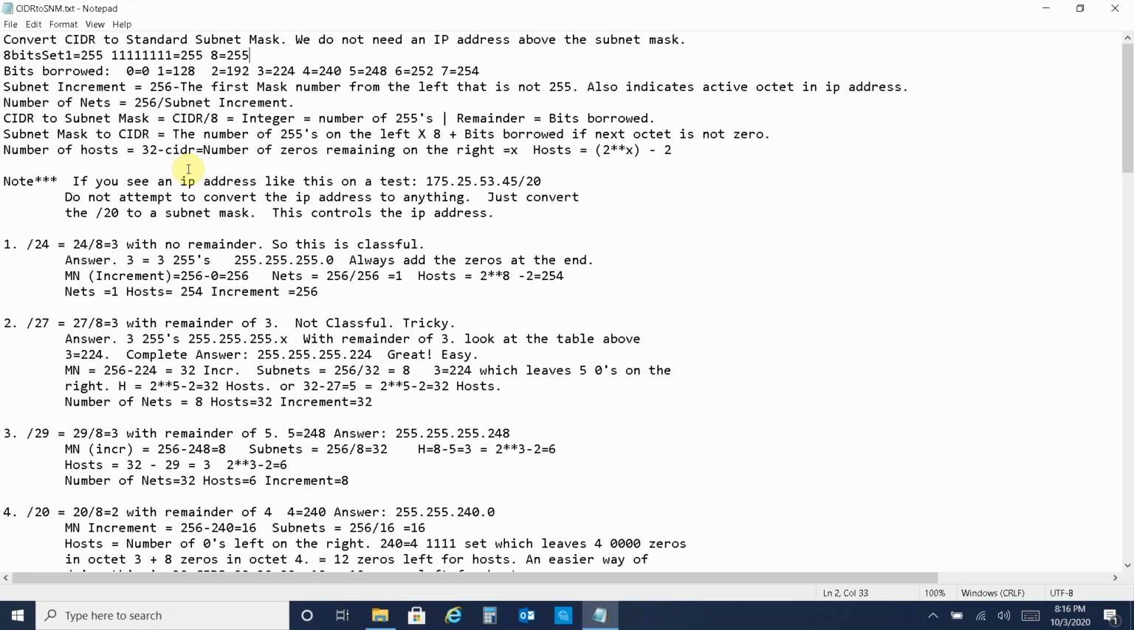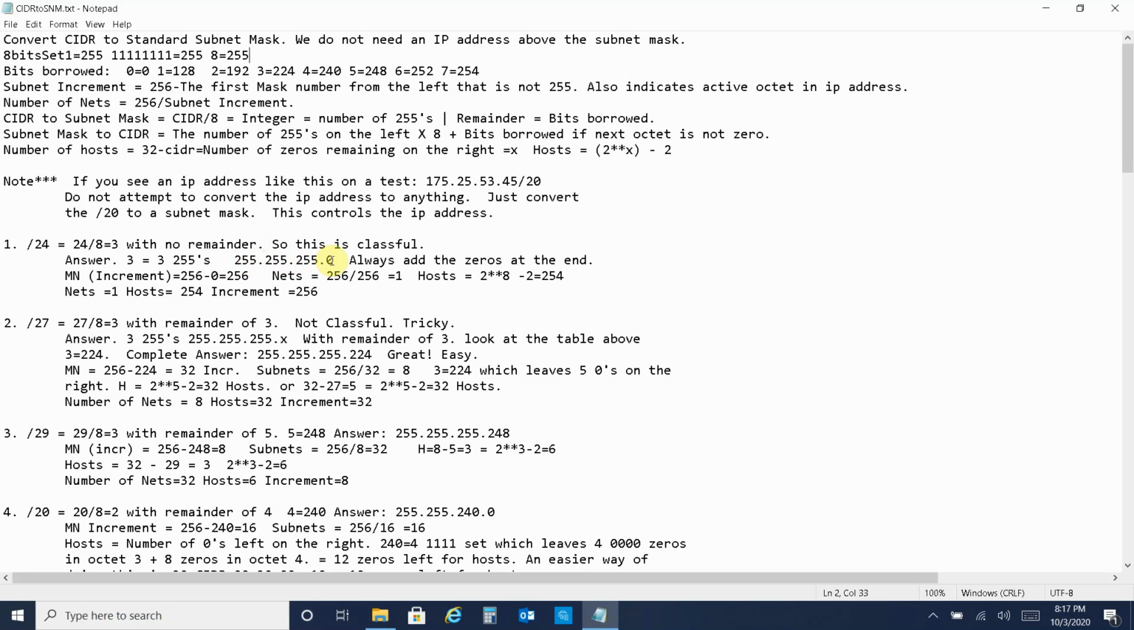Okay? Now, let's look at the rest of our little formulas up here. In this one, what is the active octet? That's the one that's different. Going from left to right, the first one that is not 255 is the active octet. So it's not this one, it's not this one, it's not this one. This one's different. It's 0. That's the active octet for this.